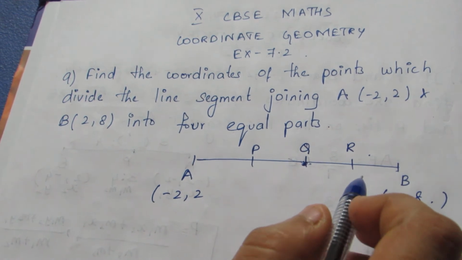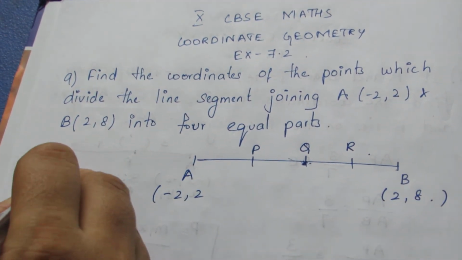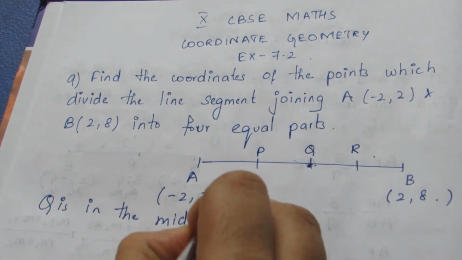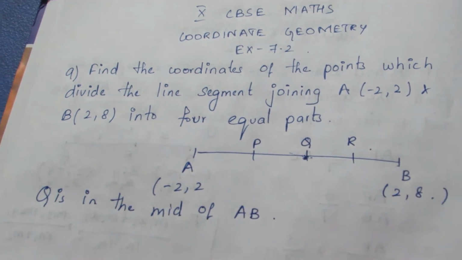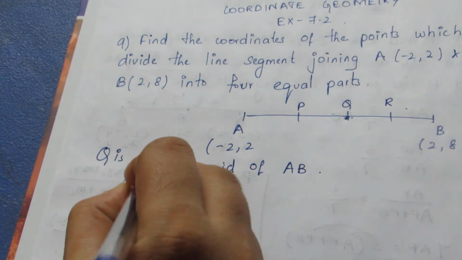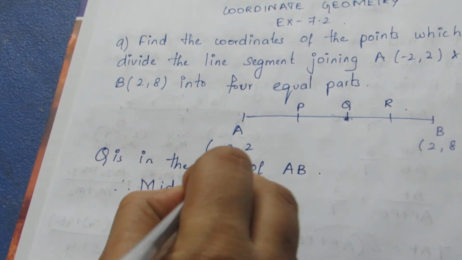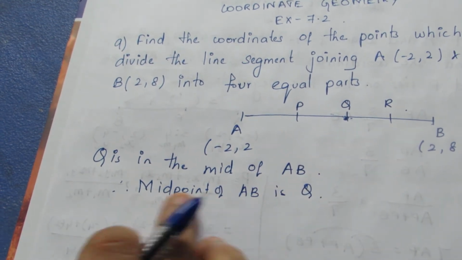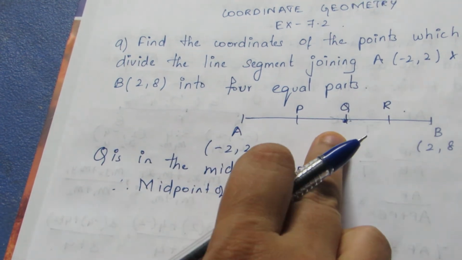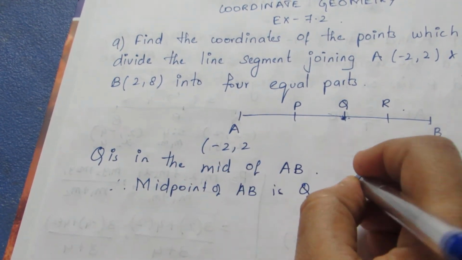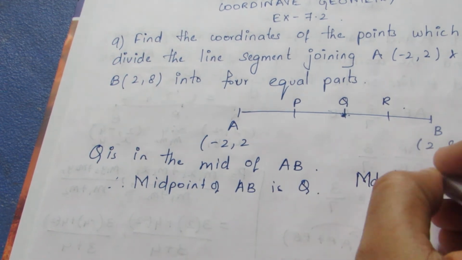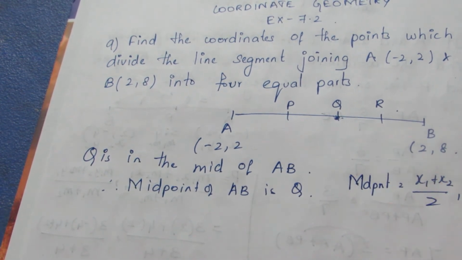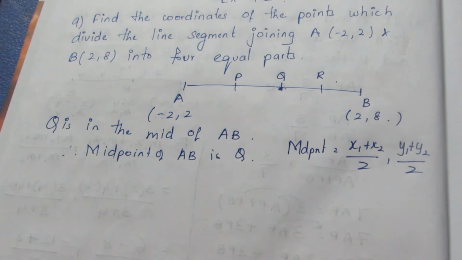We can directly write that Q is in the middle of A and B. Therefore, the midpoint of AB is Q. To find Q, we can use the midpoint of AB, as it is midway. So write the midpoint formula: (x1 plus x2) by 2 comma (y1 plus y2) by 2. This is the midpoint formula.